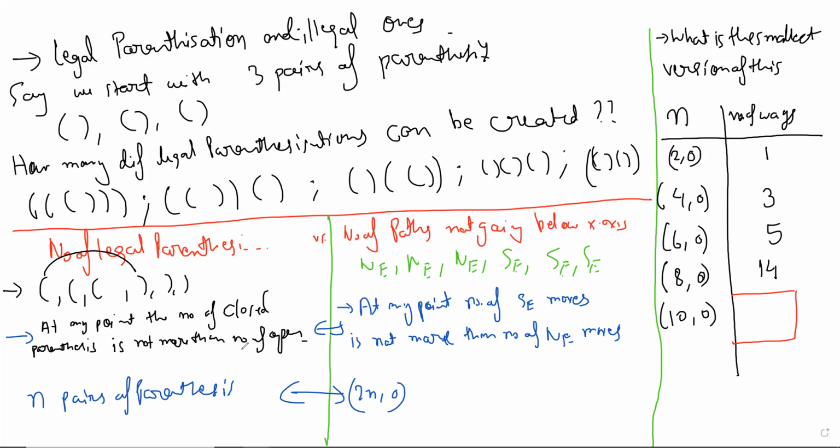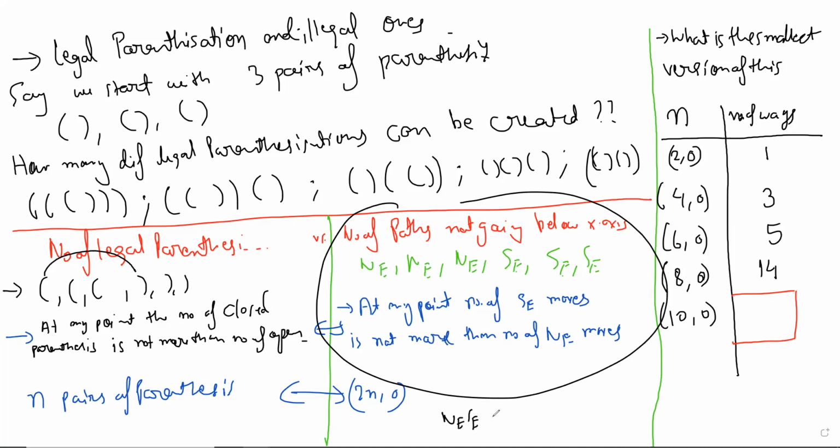Now you see there's no difference between these two questions. If you are going to create a legal path here, which is you're going to take northeast moves and southeast moves, but you're just going to make sure that the number of southeast moves never becomes more. It can become equal when it touches the x-axis in the middle sometimes, if it does.